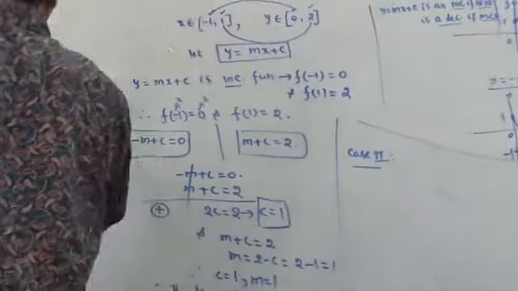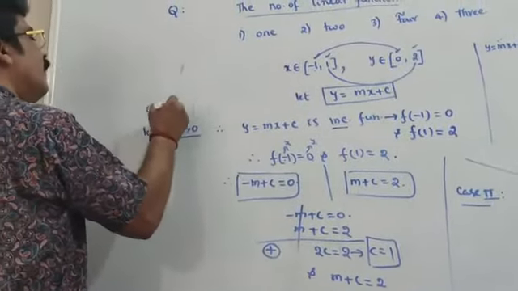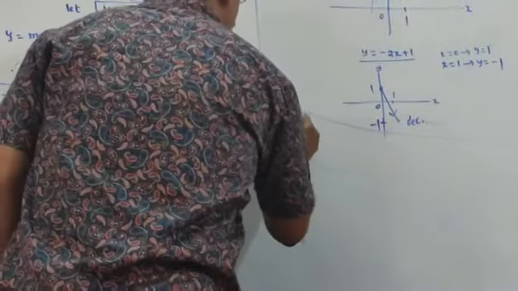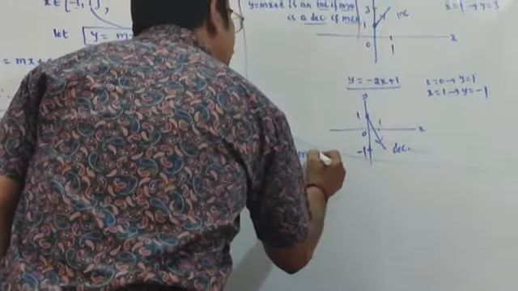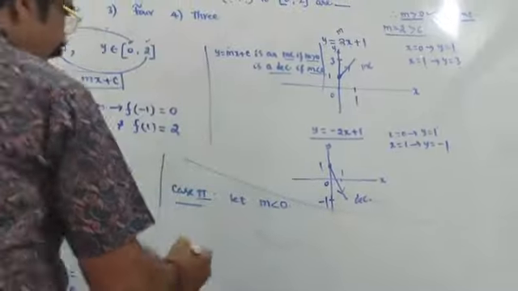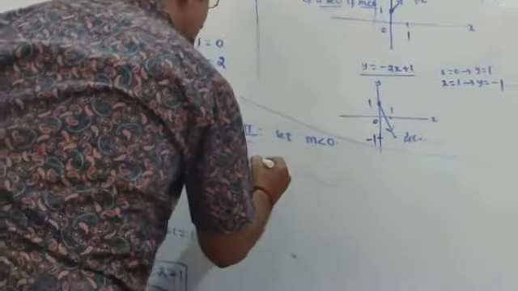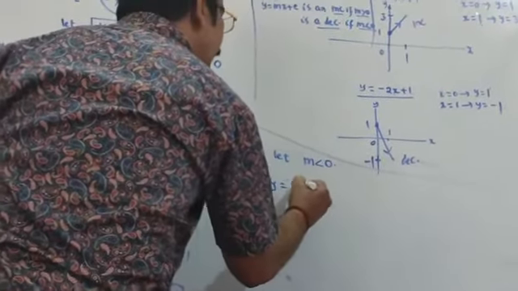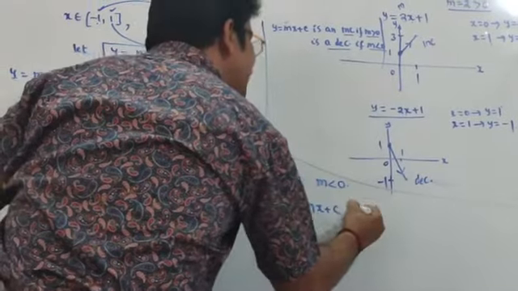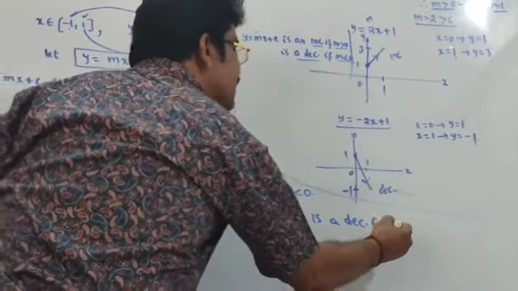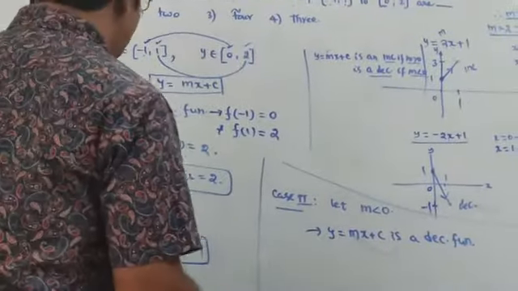Case 2. Actually this is case 1. Let it be case 1. Next, case 2. Let m be negative. So already I said here, if m is negative, then this function is a decreasing function. So therefore y equal to mx plus c is a decreasing function. So what does decreasing mean?